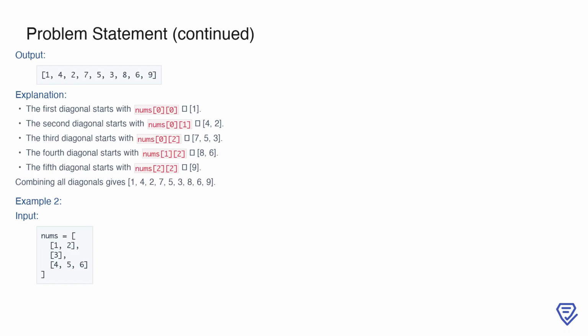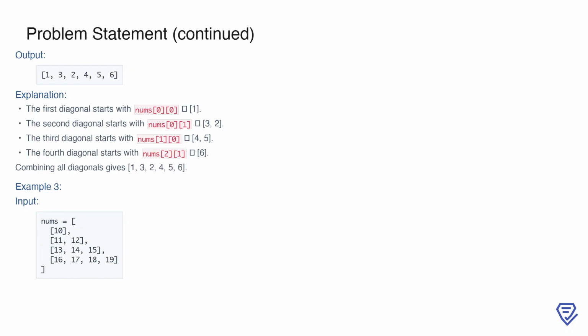The first diagonal starts at nums[0][0], which is 1. The second diagonal starts at nums[0][1], and includes elements 4 and 2. The third diagonal starts at nums[0][2], and includes 7, 5, and 3. The fourth diagonal begins at nums[1][2], and consists of 8 and 6. Finally, the fifth diagonal starts at nums[2][2], and contains only 9. When we combine the elements from all these diagonals, we get the final result. This demonstrates how the traversal proceeds diagonally and collects elements systematically.